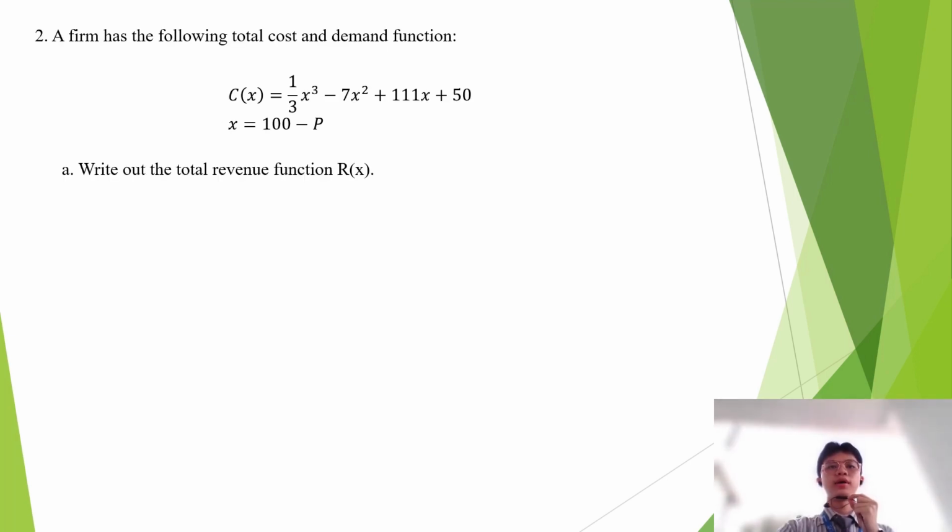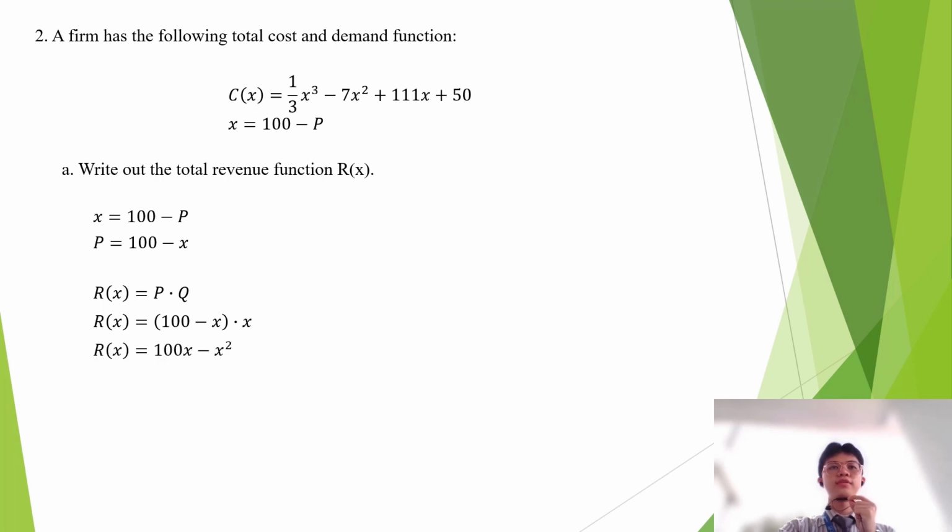Question 2a. Write out the total revenue function R(x). They give the demand function quantity x equal to 100 minus p. In order to calculate easily, we can change it to price p equal to 100 minus x. We know that the formula of revenue is price p multiplied by quantity q. We replace p with 100 minus x and replace q with x. Last, we get the total revenue function R(x) equal to 100x minus x squared.